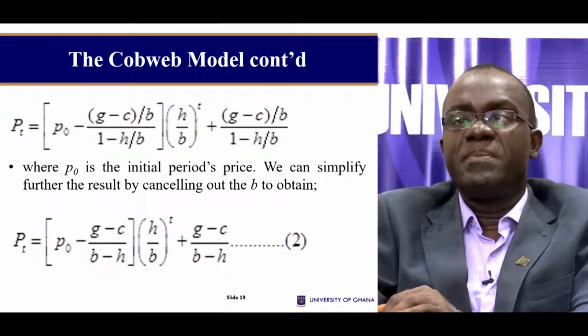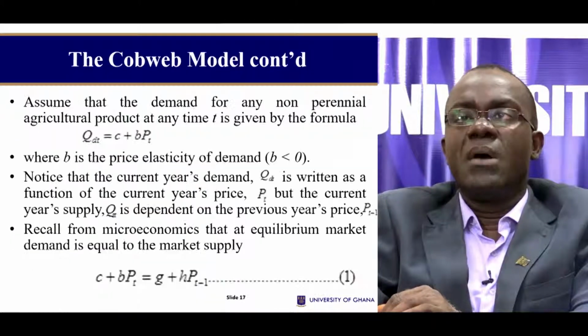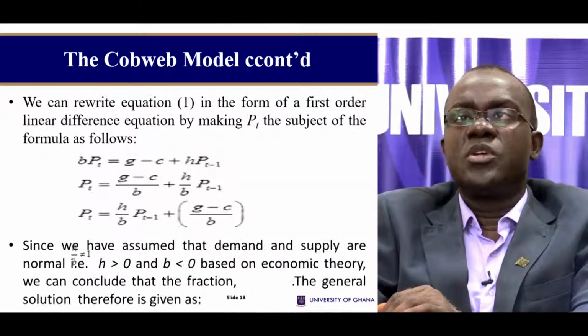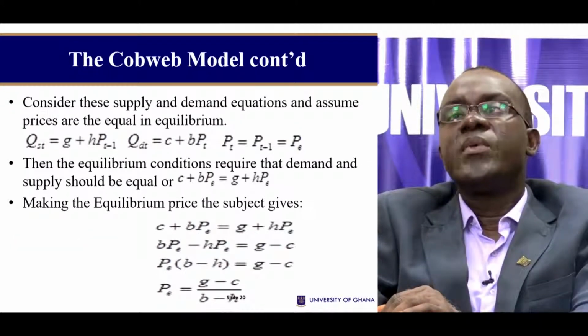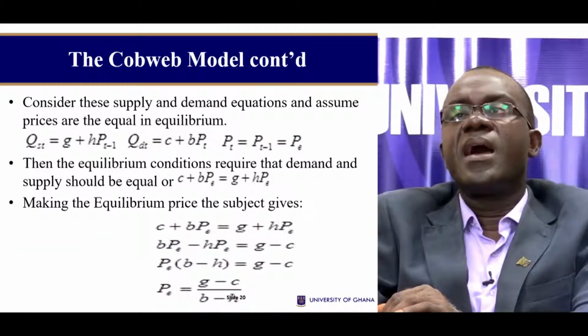This equation can be simplified into what we have over here. And if you look at what we have standing here, G minus C divided by B minus H, this is equal to our equilibrium price, which we can solve from here, right? If P is equal to P, we can solve for the equilibrium price here. And therefore, the demonstration is over here.